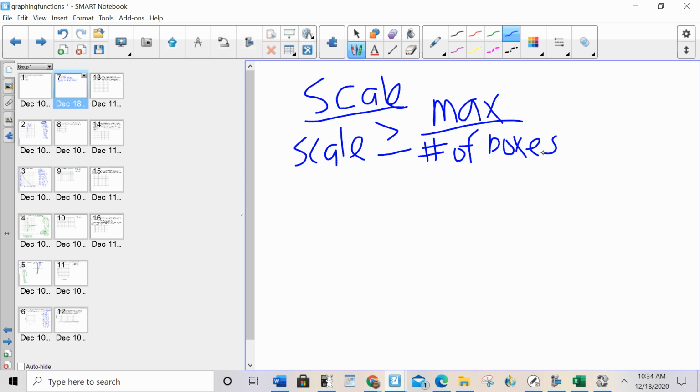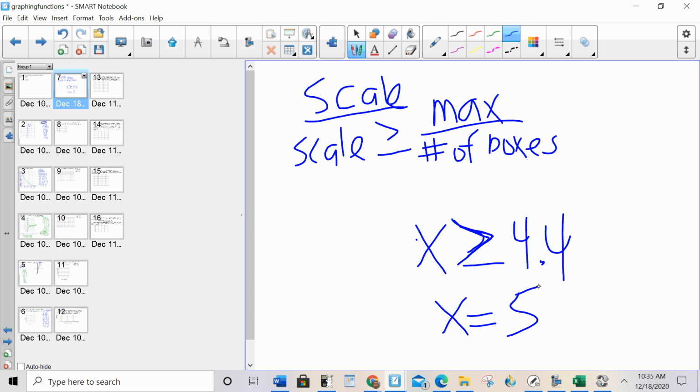So let's just say I got that my scale was greater than or equal to 4.4. Do I want to make each box worth 4.4? No. My graph will look the best at the end, but it's going to be really annoying dealing with 4.4. So I need to choose a value that's bigger than that, that's relatively close, but easy to work with. I would choose 5. It's easy to work with 5. It's not that far away from 4.4. That would be my ideal choice.